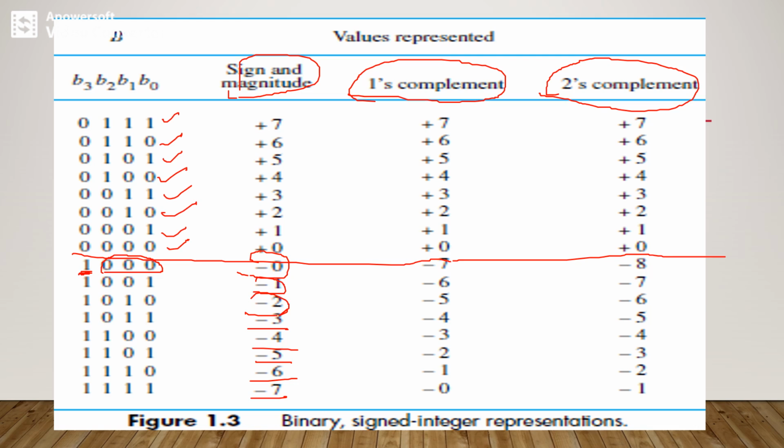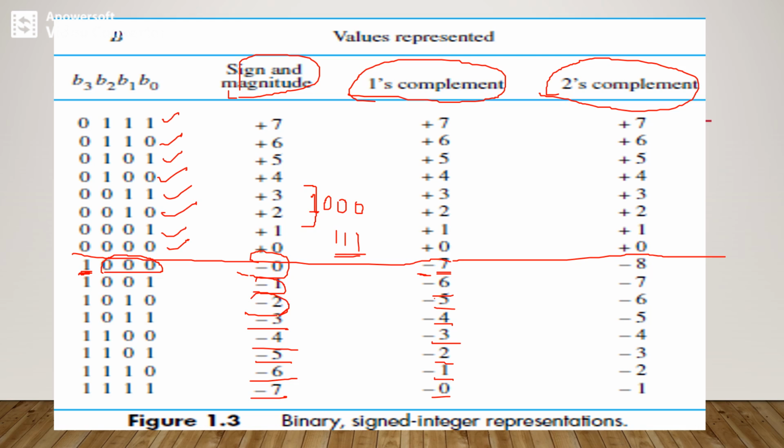Since we have minus 0, that means 1, 0, 0, 0. Now I am not considering the sign bit, so I will complement the other bits: 1, 1, 1. What is the magnitude? That is 7. Since the MSB is 1, it is minus 7. Similarly we get minus 6, minus 5, minus 4, minus 3, minus 2, minus 1, minus 0. After that we can go to 2's complement, which means 1's complement plus 1.